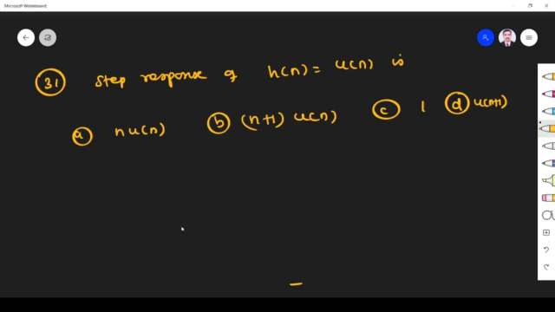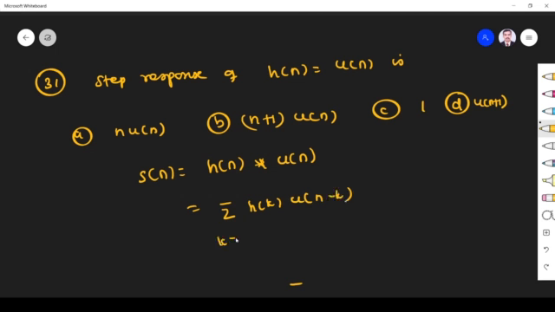The next question is, find the step response when h of n is equal to u of n. They have given the impulse response and ask for the step response. The step response is equal to the convolution between the impulse response and u of n. This is the step response equation. So h of n convolved with u of n can be written as the summation of h of k, u of n minus k, where k varies from minus infinity to plus infinity.